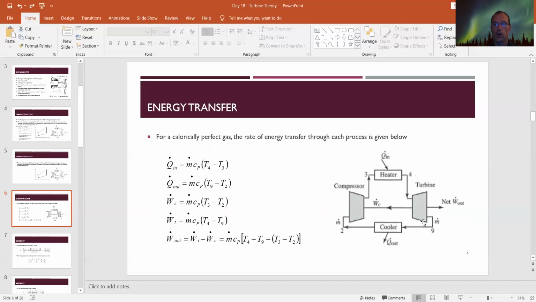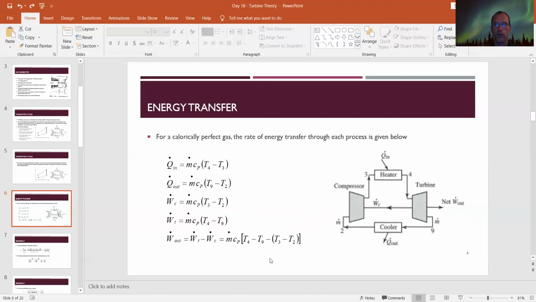And then the total work that the turbine can do, again, temperature difference 9 to 4. So m dot Cp T4 minus T9. That's my total work from my turbine. So these are all written in terms of whatever gives me the positive value. So T4 is generally hotter than T3. T9 is bigger than T2. So these are all given as positive numbers.